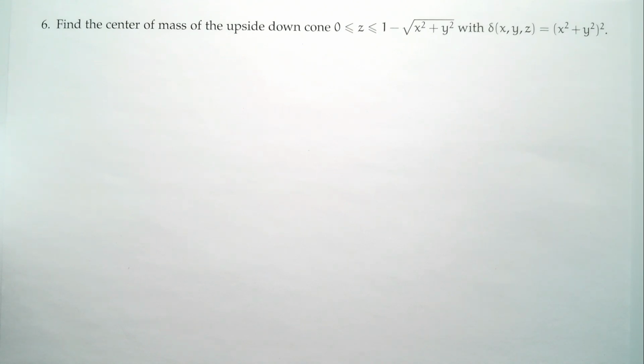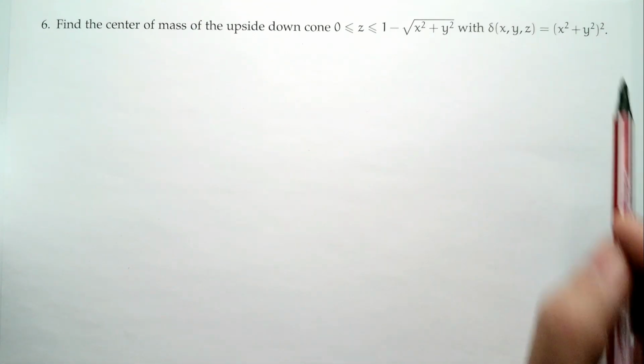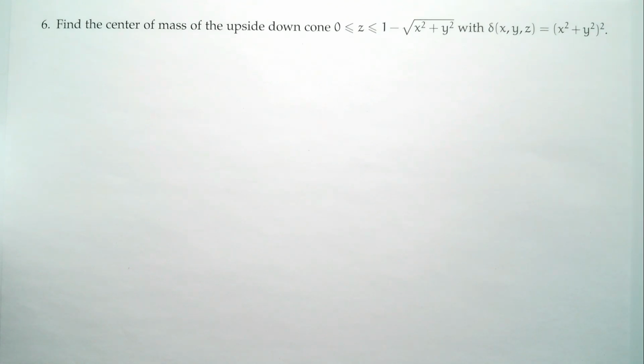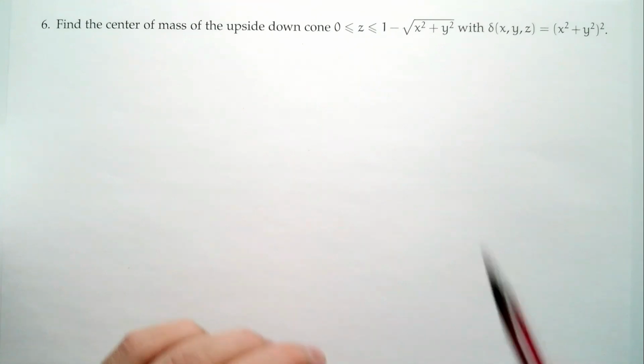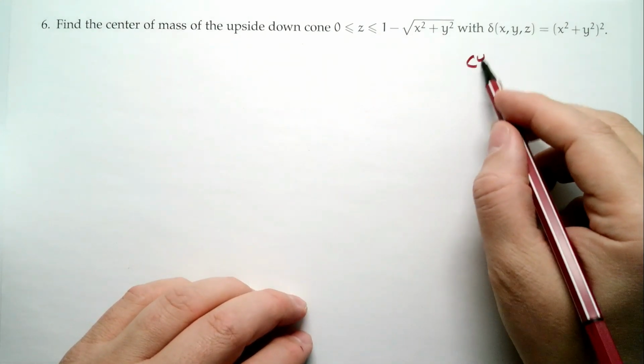Now, there's a couple of things about this problem that are suggestive about how we should approach it. Namely, we see a lot of x squared plus y squared floating around. When you see that, you think, okay, if it's a 2D problem, I go to polar. If it's a 3D problem, I go to cylindrical. So we're going to do this using cylindrical coordinates.